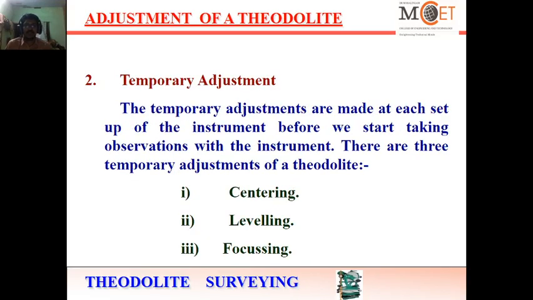Next comes the temporary adjustment. These adjustments have to be done whenever you are taking the instrument from the box to the ground station, or from one position to another. These adjustments have to be done in order. The temporary adjustments are made at each setup of the instrument, right? So centering, leveling, focusing, already we have discussed in detail. We are going to see what is centering, what is leveling, what is focusing.